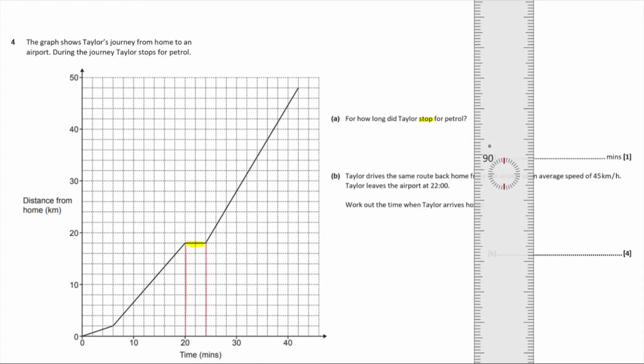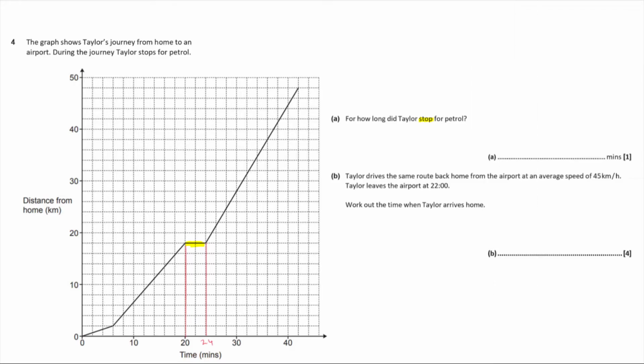So on this scale, I've got 1, 2, 3, 4, 5 little squares between 20 and 30. That spans 10 units, and I've got 5 divisions, so each division must be 10 divided by 5, must be 2. So that means that number there must be 24, and so he must have been stopped for 4 minutes then, so that is 4 minutes.